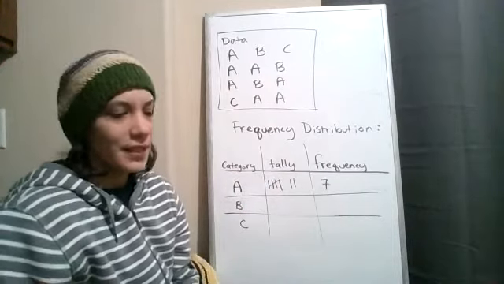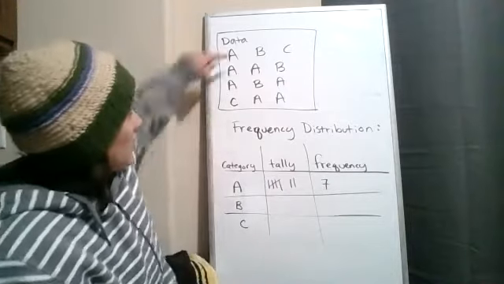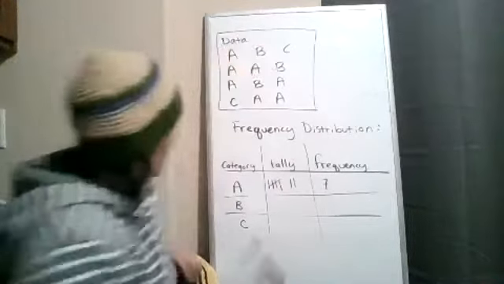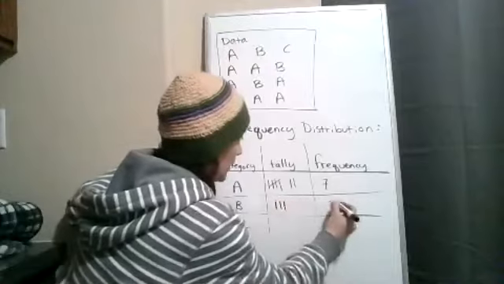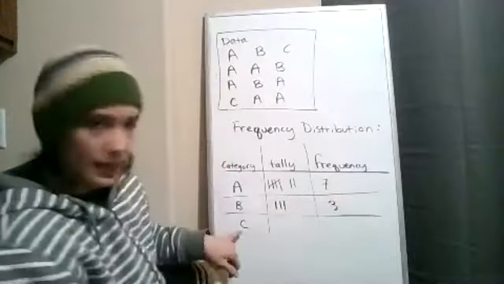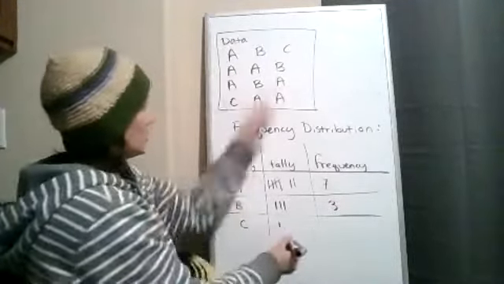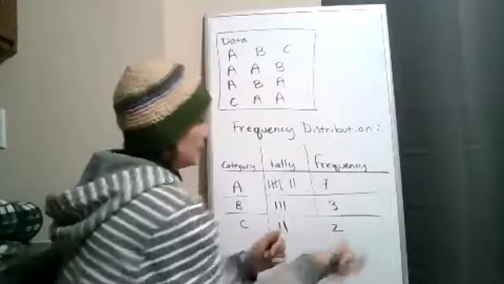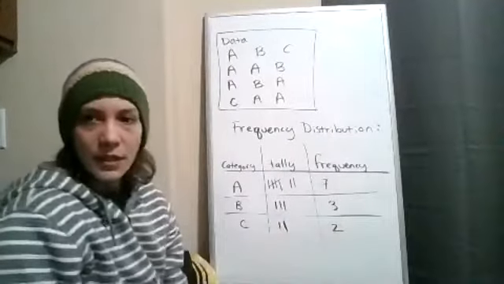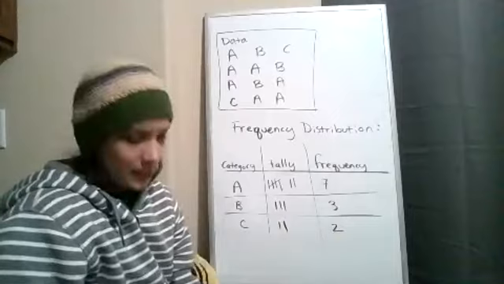All right. B. Tally 1, 2, 3. 3 times. C. That's it. I've got another one though.